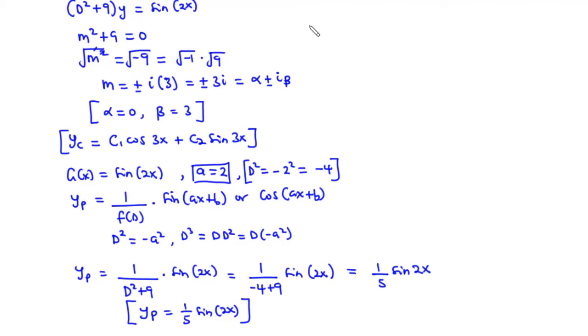Therefore, we have the general solution y giving us c1 cos 3x plus c2 sine 3x plus 1 over 5 sine 2x.